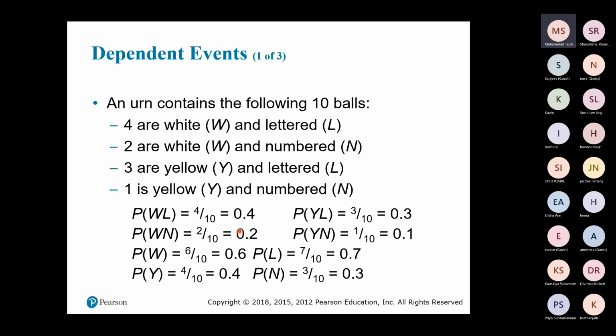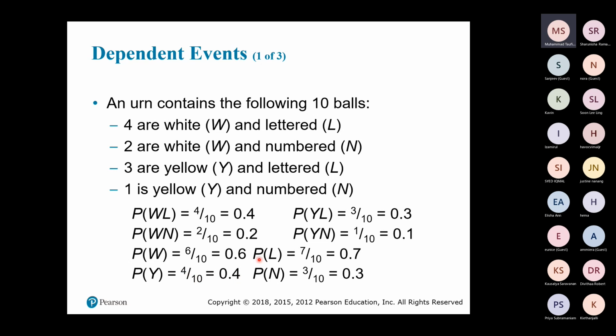And then what is the probability of getting a white ball? We have 4 white lettered balls and 2 white numbered balls, so 4 plus 2 is 6. The probability of getting a white ball is 6 out of 10, or 0.6. And the probability of getting a yellow ball is 3 plus 1, so the total is 4.